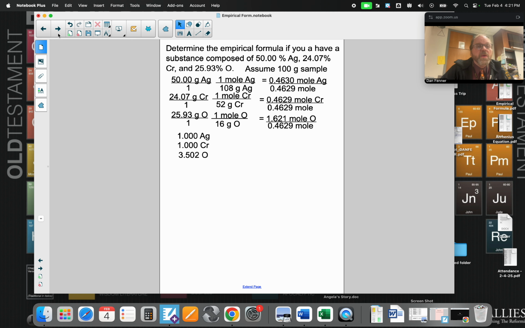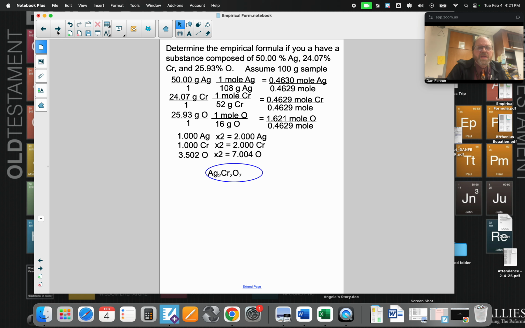So we have 2 silvers, 2 chromiums, 7 oxygen. Formula is Ag2Cr2O7. Can you remember how to name that? Ag is silver, Cr2O7, that's dichromate. That's one of those polyatomics you're supposed to know. Remember, do we know the oxidation of silver? Yes, we do. So that is silver dichromate.